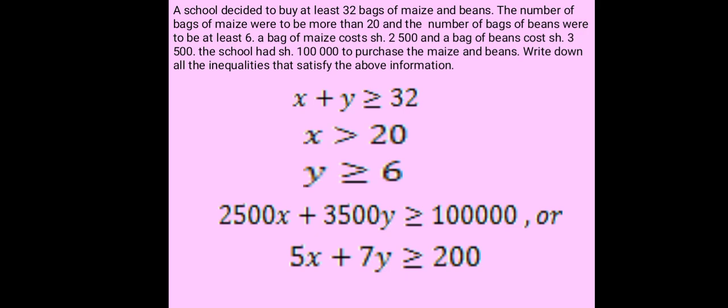A school decided to buy at least 32 bags of maize and beans. The number of bags of maize was to be more than 20, and the number of bags of beans was to be at least 6. A bag of maize costs 2,500 shillings, and a bag of beans costs 3,500 shillings. The school had 10,000 shillings to purchase the maize and the beans. Write down all the inequalities that satisfy the above information.